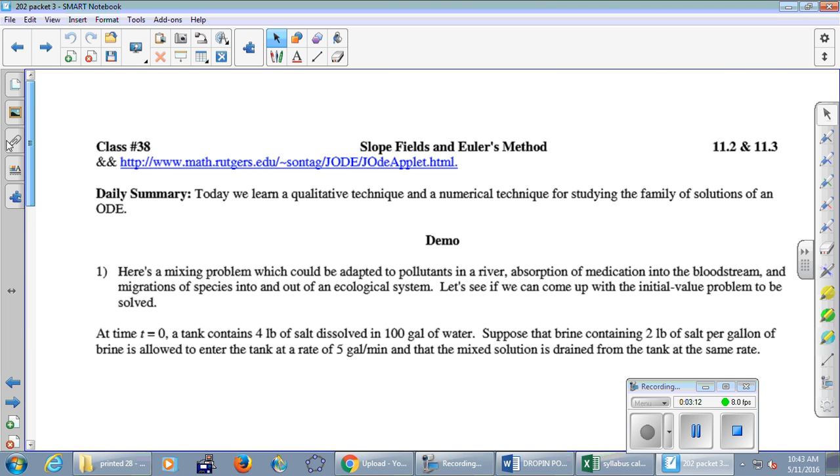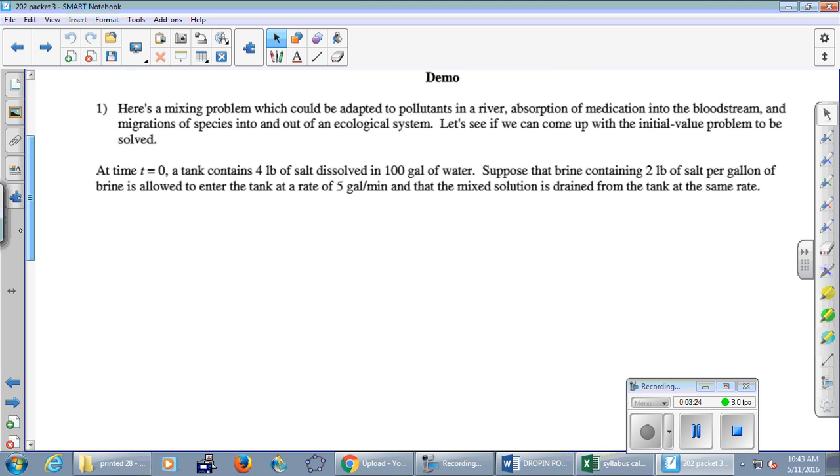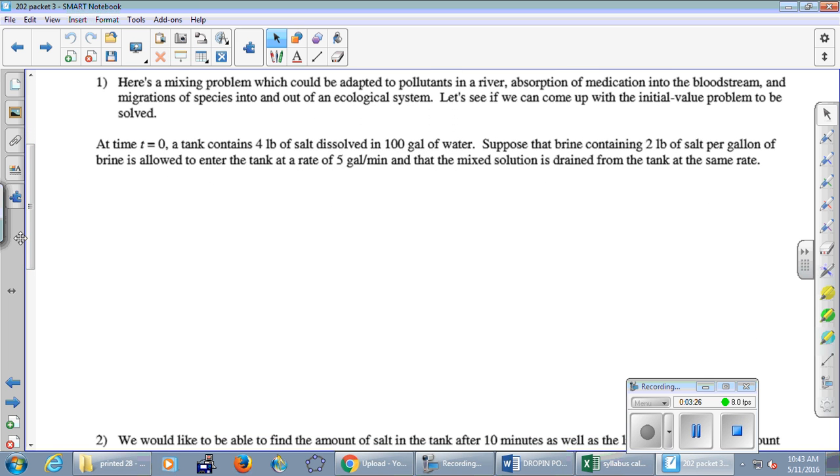All right, so starting on 75. Today we learn a qualitative technique and a numerical technique for studying the family of solutions of an ordinary differential equation. Let's just jump in. We're going to skip this little paragraph on 1 and start with the problem here.